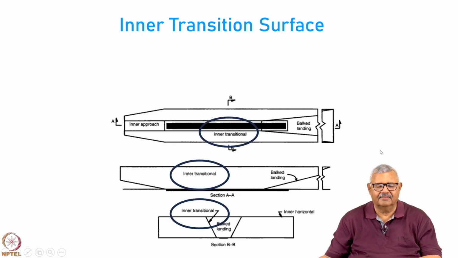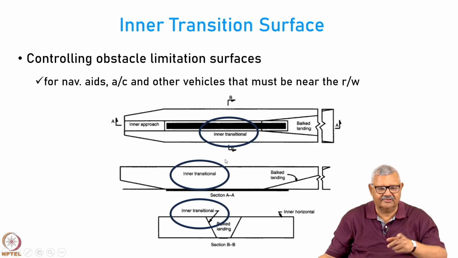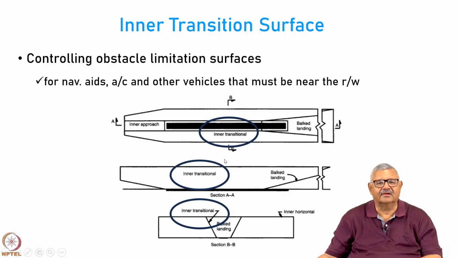So, here is an idea about the inner transitional surface, which is, as you can see, covering above the runway. So, this is basically to control the obstacles, to ensure that there are no obstacles here. So, no navigational aids and other aircraft and other vehicles should be near the runway during the operations. That is ensured by defining the inner transition surface.